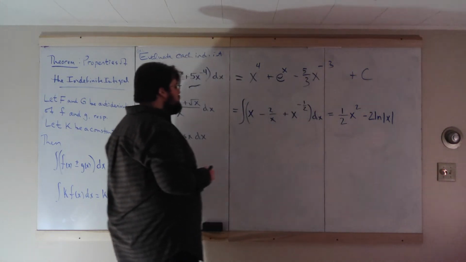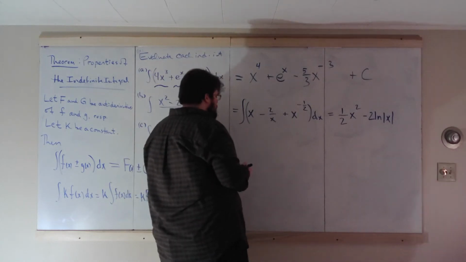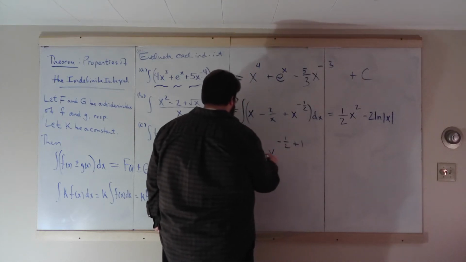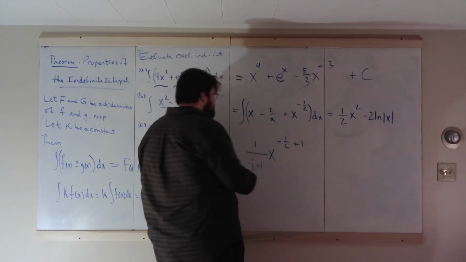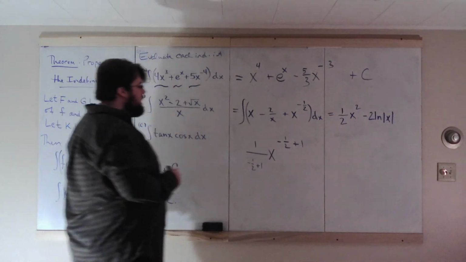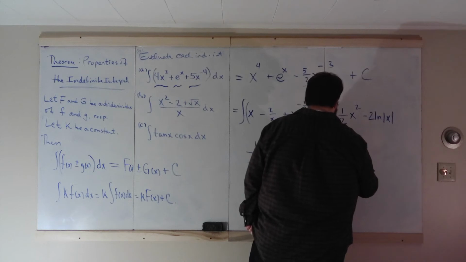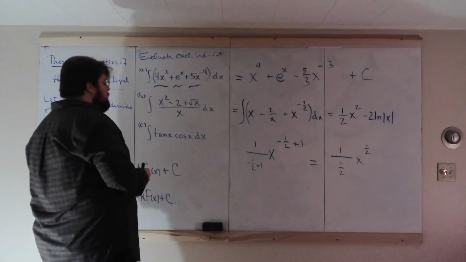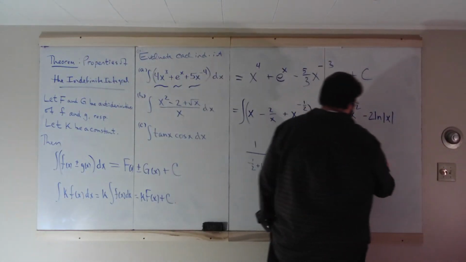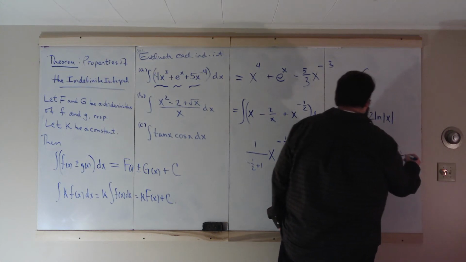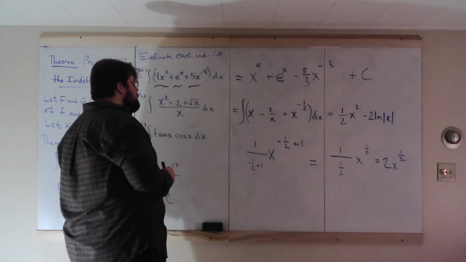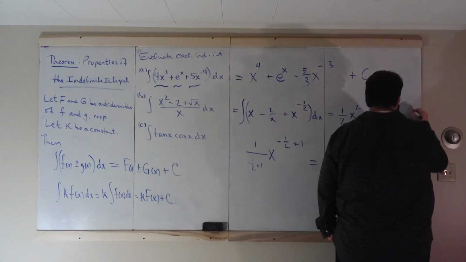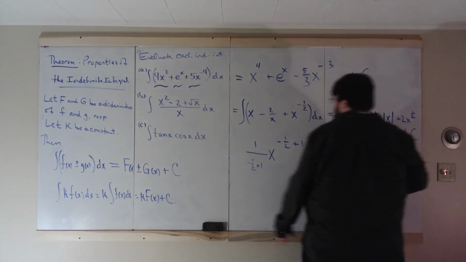And how about this last piece, x to the negative half? Well, negative half is a number. We use the power rule. What's 1 minus a half? One minus a half is a half. What's 1 divided by a half? 1 divided by a half is 2. So all this work, and we're left with a 2x to the 1 half. You could write that as root x if you want. And then we need a plus c.